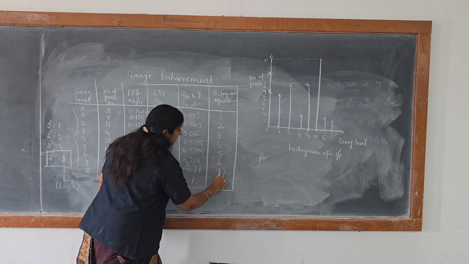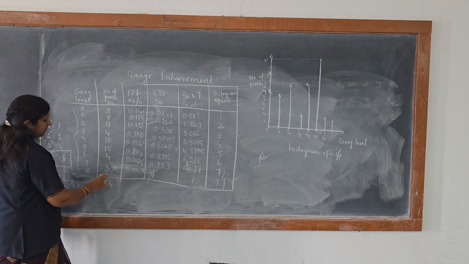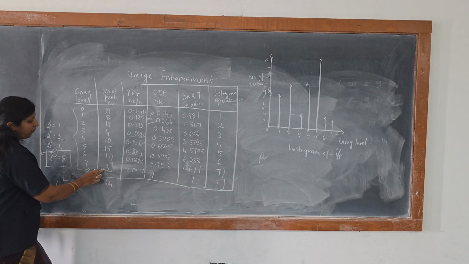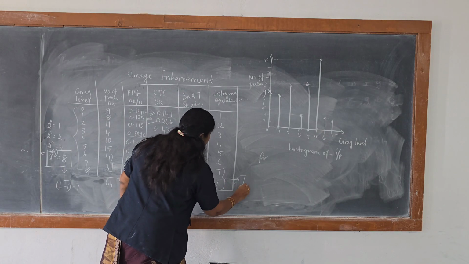So for this histogram equalization value, the number of occurrences of 7 is 3 and 4. So the new number of occurrences is 3 plus 4, 7.